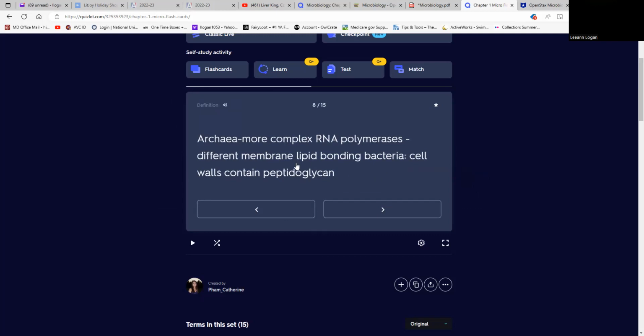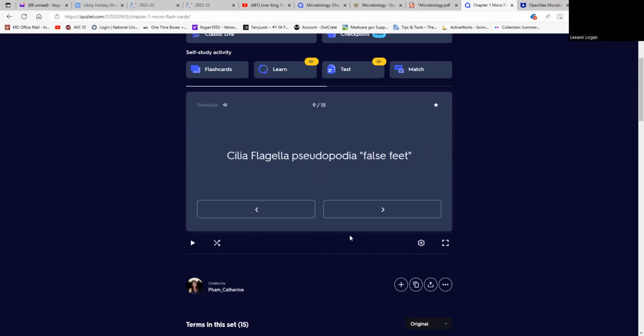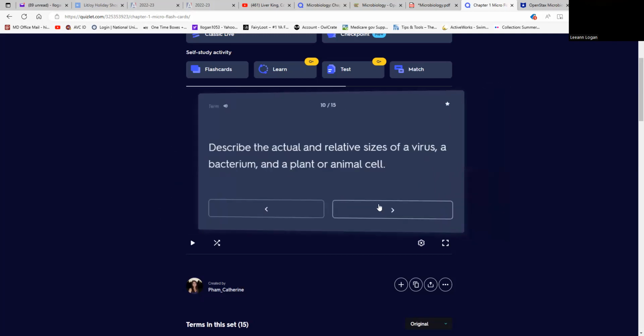Okay, bacterial cell walls contain peptidoglycan. In archaea, the more complex RNA polymerase. Name 3 structures that various protozoa use for locomotion. Cilia, flagella, and pseudopodia, which are false feet.